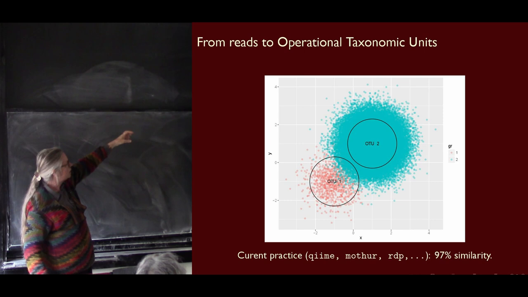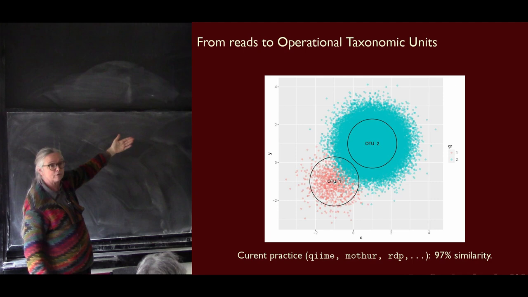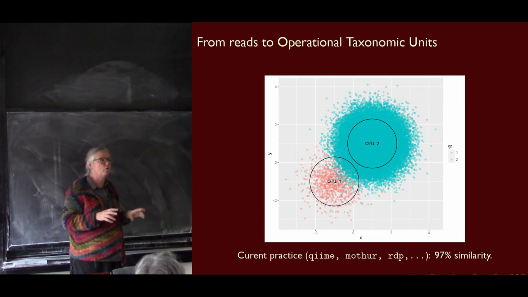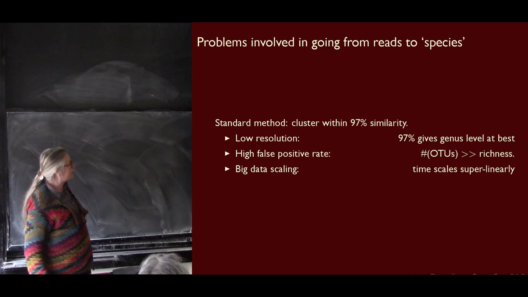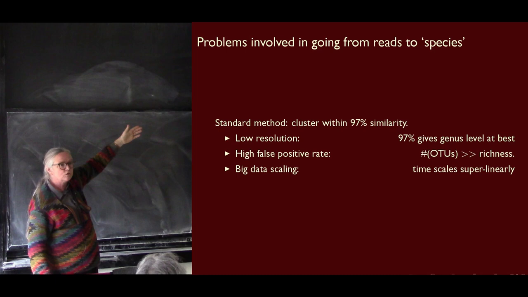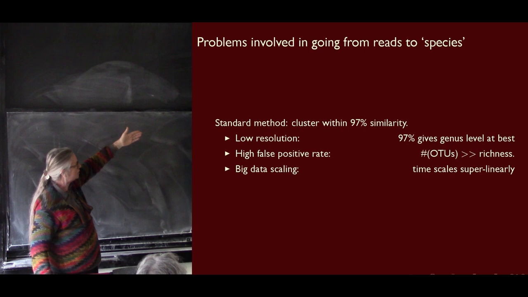That is, you're not using the frequency information. You're just pretending, and that's why I say it's the problem of uniformity. You're pretending that you have a uniform distribution, and it's not. So the problems that we have are a very high false positive rate, lots of fake new taxa. So the number of OTUs is much larger, in fact, than the true richness of the sample.